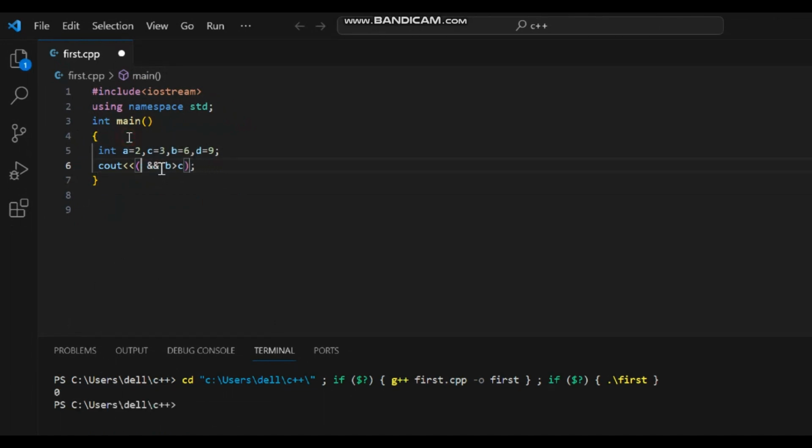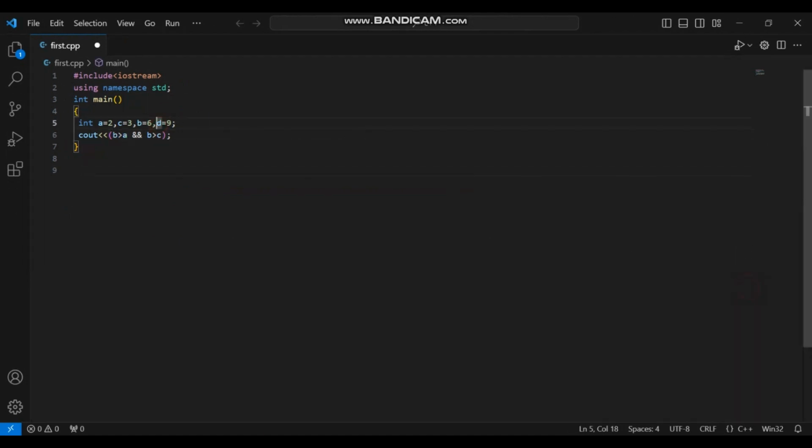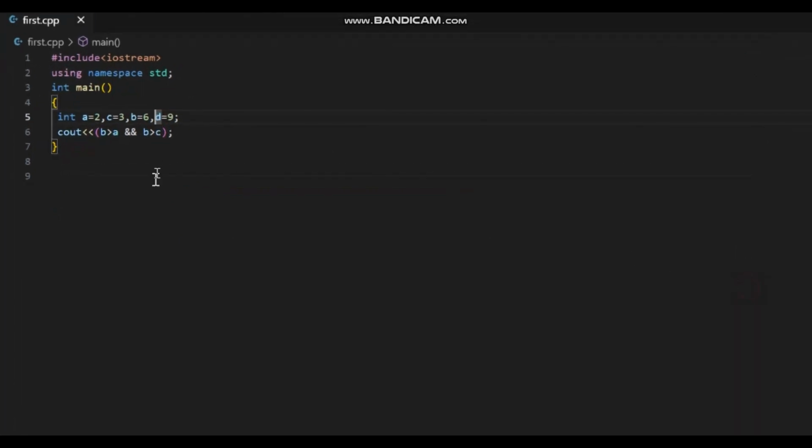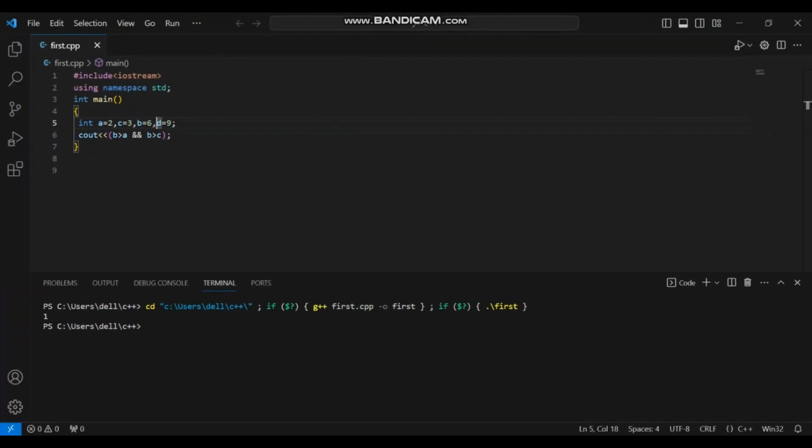But if we write B greater than A and B greater than C, here both the conditions are true. Here B is greater than A and also B is greater than C. The two conditions are correct. Means all the conditions are correct, then it will be printed as 1. Here two conditions are correct, so it returns true.